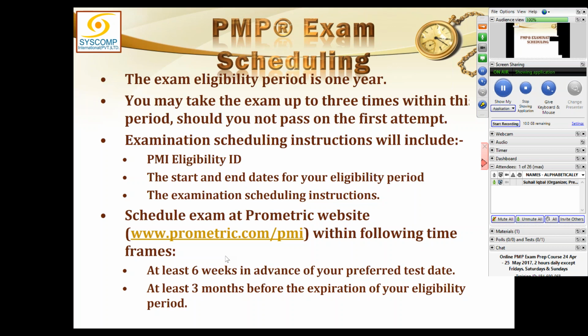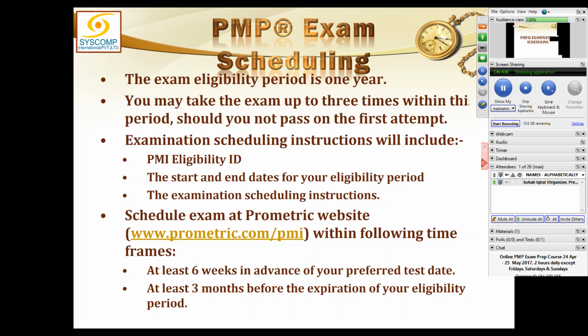A little protection on your side, a warning from Prometric. They say, if you want to get a specific date for your exam, try to book it at least 6 weeks before that date. That will give you extra protection. If the center is busy, if there are no seats available, you would know beforehand. So this is very safe if you can book your exam 6 weeks early.